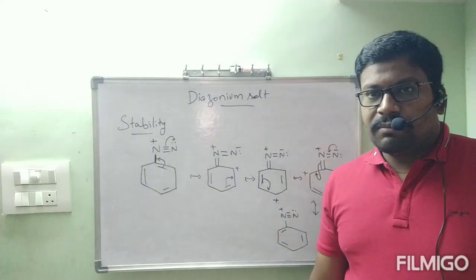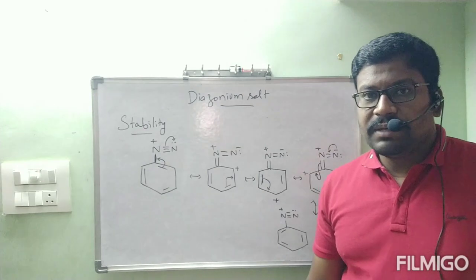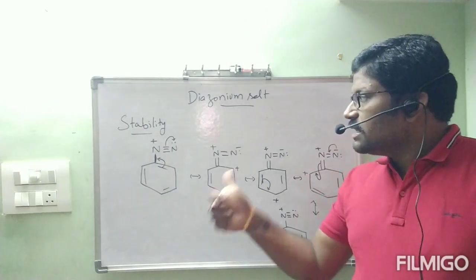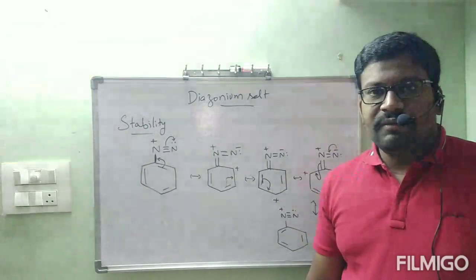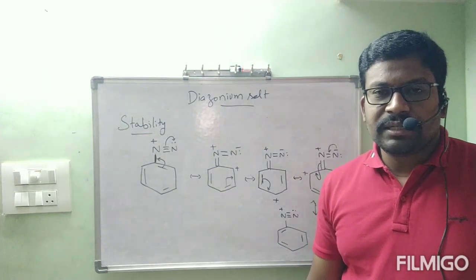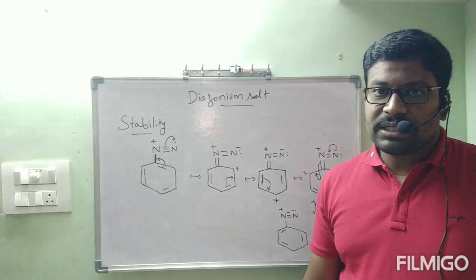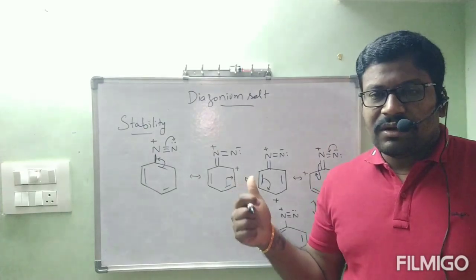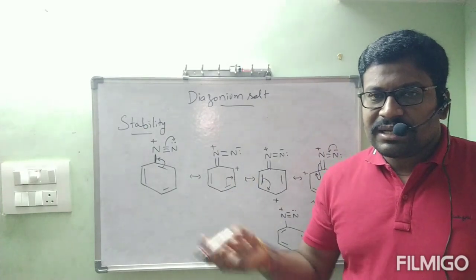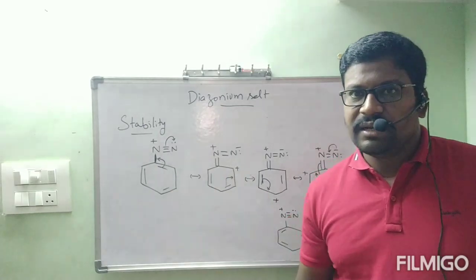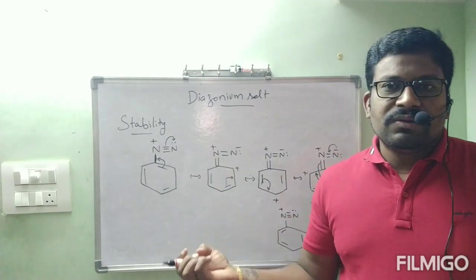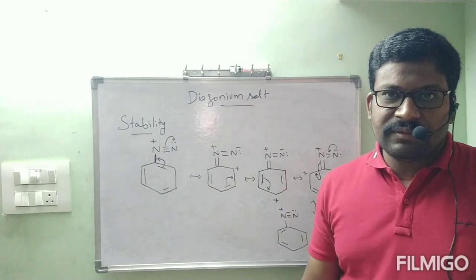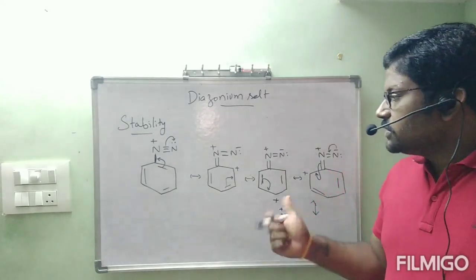ArN2+ BF4-. Remaining all, maximum diazonium salts will be less stable at room temperature. They are stable at low temperature, around 0 degrees. That's why to prepare these diazonium salts, we will use the temperature 0 degrees, that means in presence of ice outside, low temperature only. So we will use ice to prepare this diazonium salt. Okay? This is about stability.